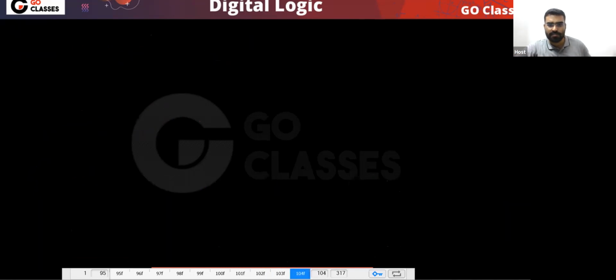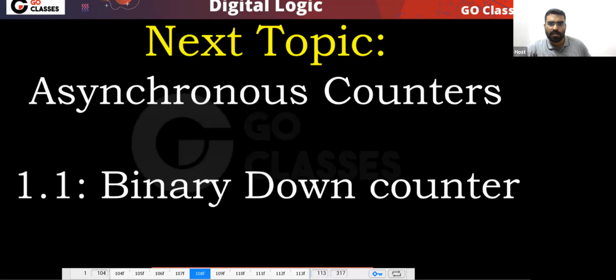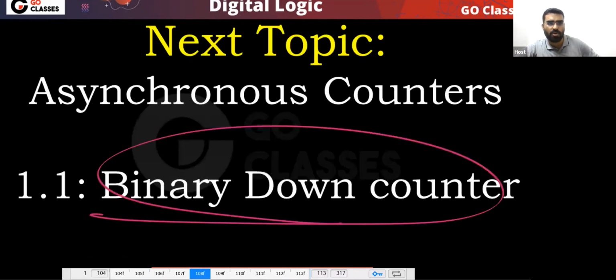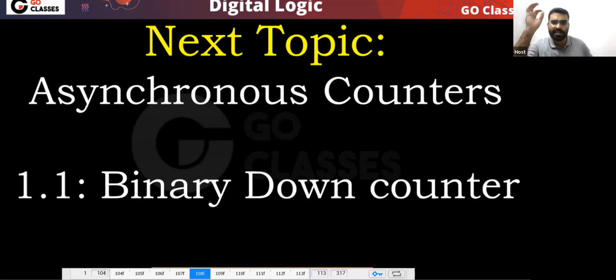Okay, let's study this. So let's start binary down counter. Now, a very interesting thing I am going to teach you. Using that, you will never have any doubt in this asynchronous counter. This asynchronous counter will become a very easy topic for you if you understand the idea that I am going to tell you. Just understand the idea.